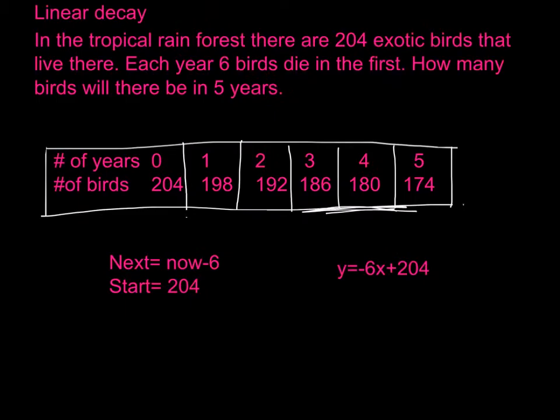Linear decay problem. In the tropical rainforest, there are 204 exotic birds that live there. Each year, 6 birds die. How many birds will there be in 5 years?